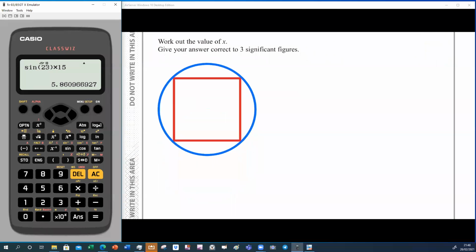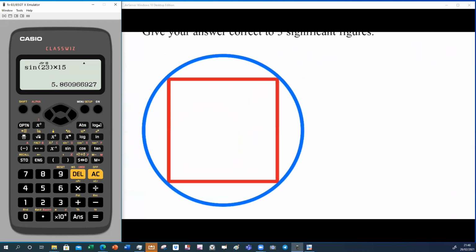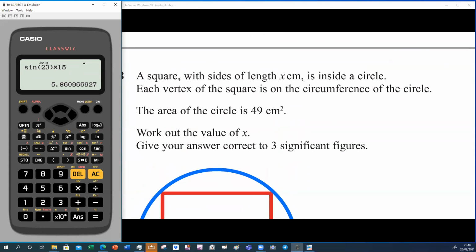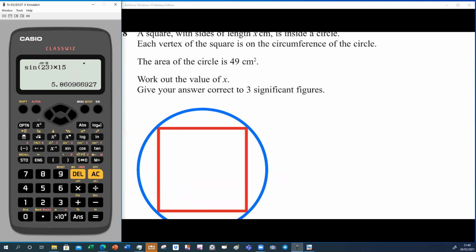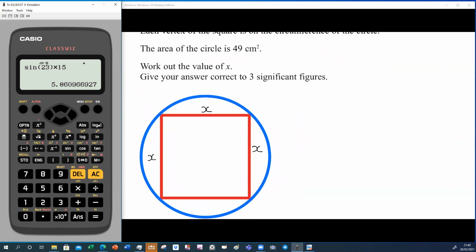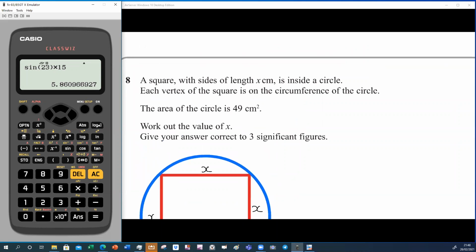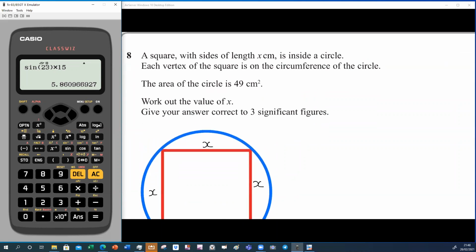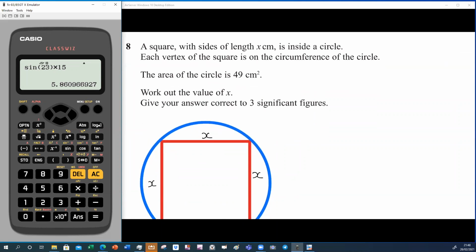Okay, right. So what's it telling us? It's telling us that the square has a length of x. Okay, let's put that in. So we're going to choose that one here. That's x, x, x, and x. Okay, lovely. And work out the value of x.